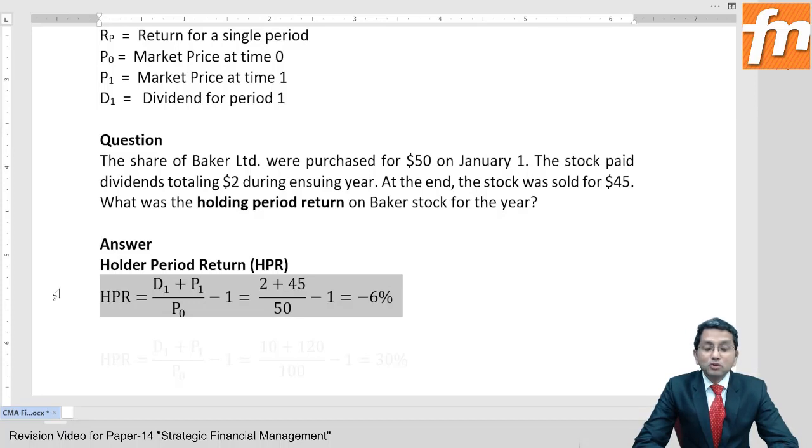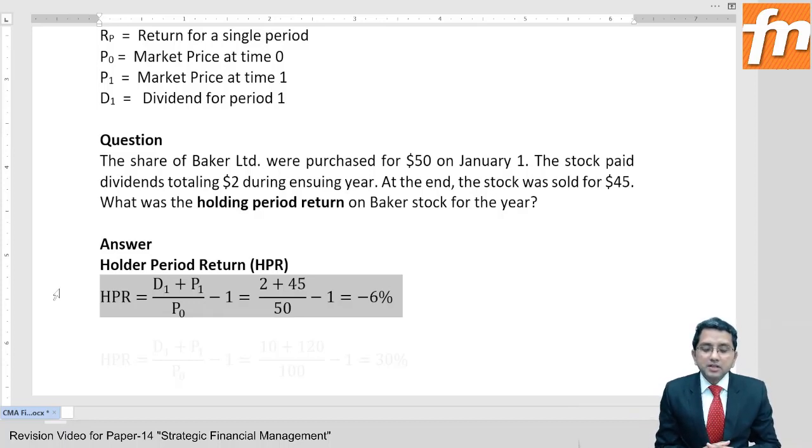So D1 is $2, P1 is $45, P0 is $50. So, by investing $50 at the beginning of the year, you are getting $47, or your value becomes $47 at the end of the year. There is a loss. You invested 50 and now your value is 47. There is a loss of $3 on investment of 50. 3 on 50 is actually 6%.